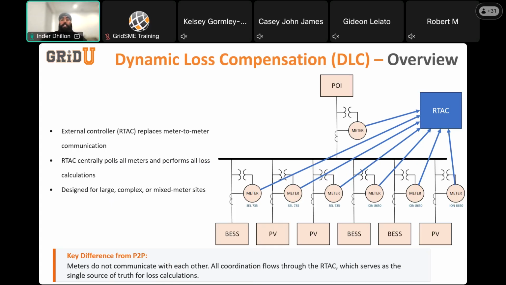And this method solves the scaling and compatibility problems that peer-to-peer had, because all coordination flows through the RTAC. You can have as many meters as the RTAC can support, and that's a much higher ceiling than meter-to-meter communication in peer-to-peer. Because the RTAC communicates with the meters using common protocols, either DNP or Modbus, you can mix meter types from different vendors without compatibility issues.